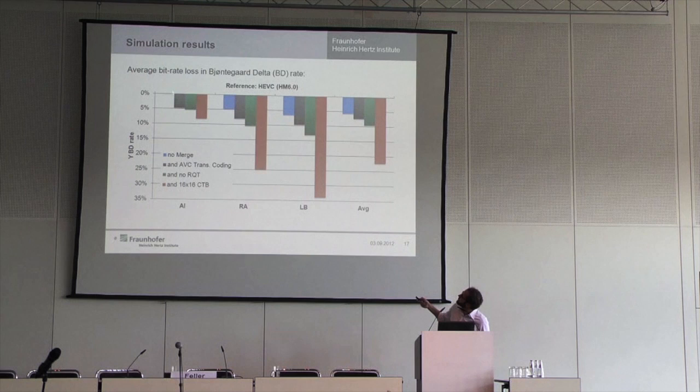So again, more loss. And at least when I configure the HEVC software to have 16x16 coding tree blocks, as I have in AVC, so that's the largest block you can have, the 16x16, then I have the most loss. That's the red bar here. So I lose up to 35% bit rate when I turn all tools introduced off together.